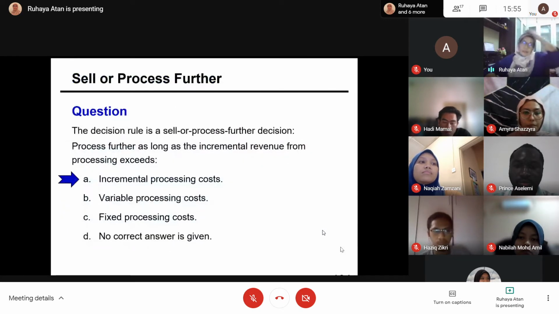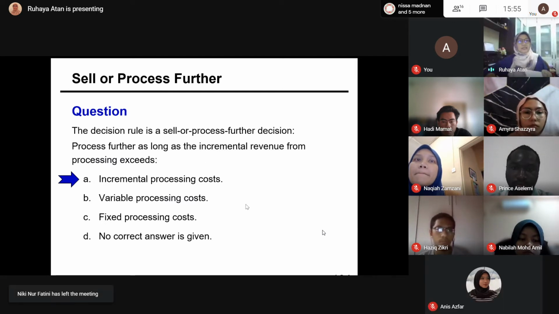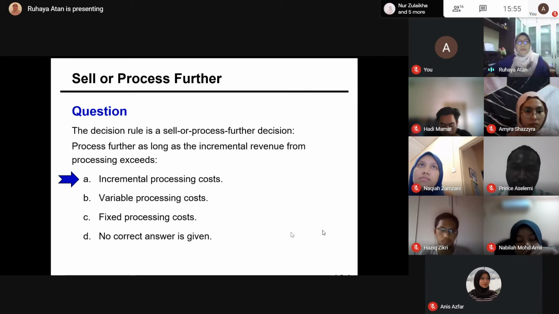So what is the decision rule here? Whether you want to sell or process further. Process further as long as the incremental revenue from processing exceeds the incremental processing cost. So it's always a matter of whether you make more revenue or you're saving costs. That will be a better decision.